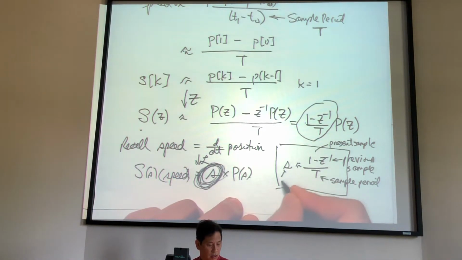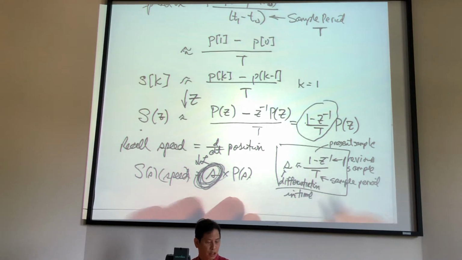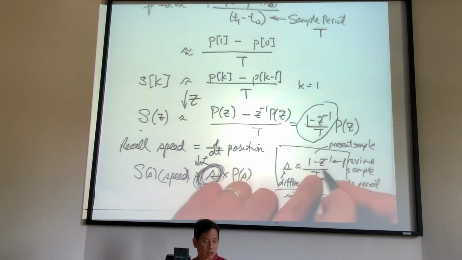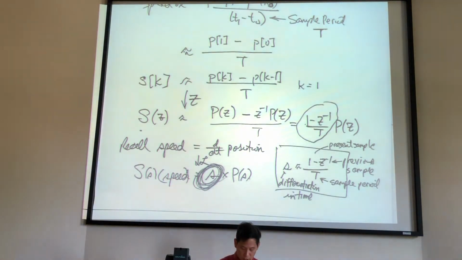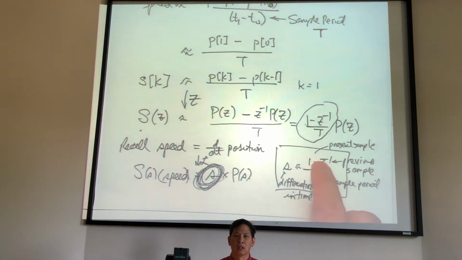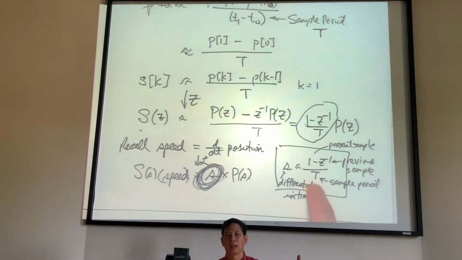Think of this as differentiation. Differentiation in time. Derivative in time is approximately 1 minus z to the minus 1 divided by t. I hope this is a little bit familiar to us. Maybe when you took calculus, when they try to describe to you what a derivative was, they kind of use this type of idea, right? They say take the present value, minus the previous value, divide by delta t, and then they say in the limit as delta t gets to 0, we get the real derivative.